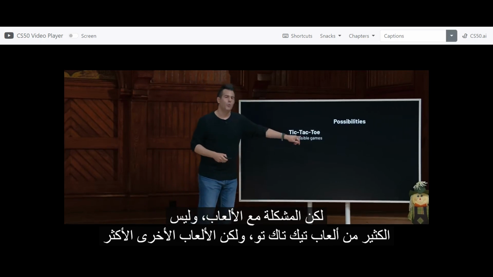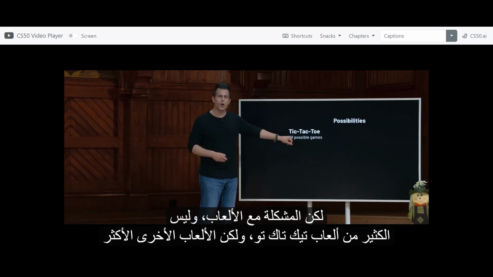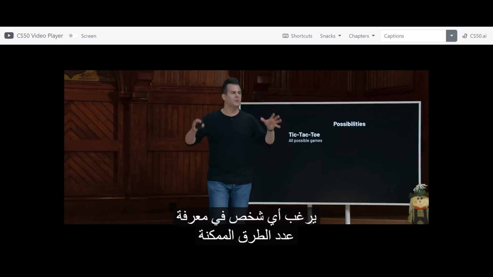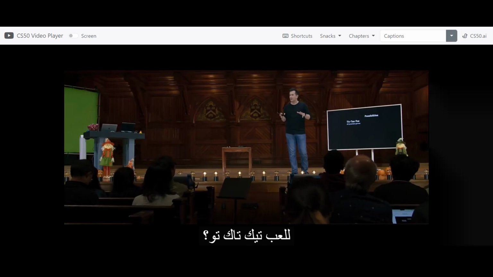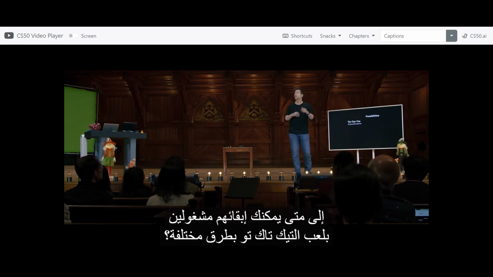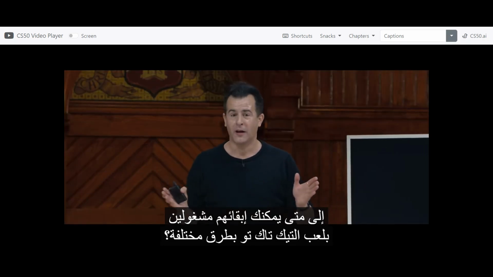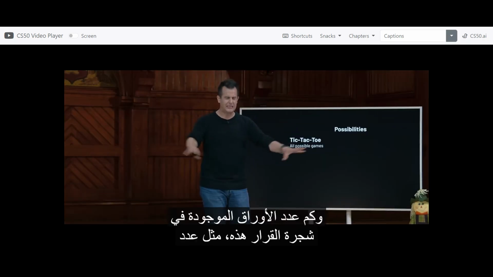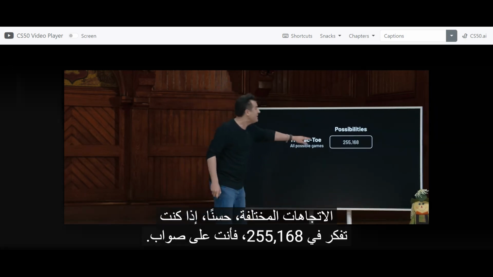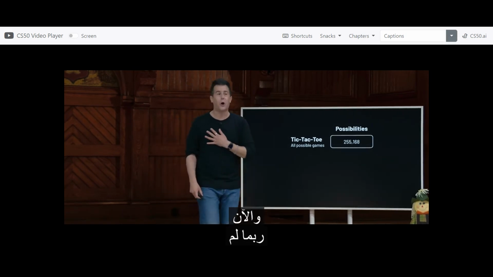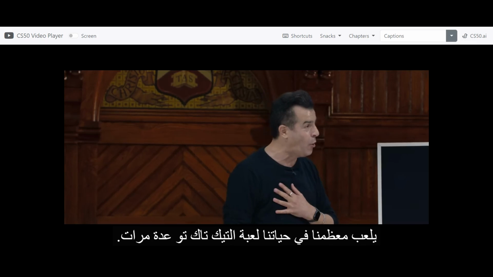But the problem with games, not so much tic-tac-toe, but other more sophisticated games, is this. Does anyone want to ballpark how many possible ways there are to play tic-tac-toe? Paper, pencil, 2 human children, how many different ways, how long could you keep them occupied playing tic-tac-toe in different ways? If you actually think through how big this tree gets, how many leaves are there on this decision tree, how many different directions? Well, if you're thinking 255,168, you are correct.